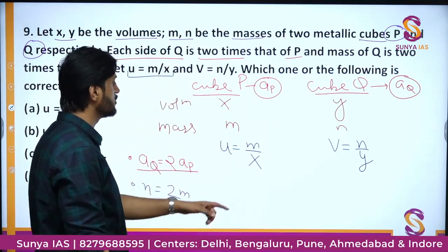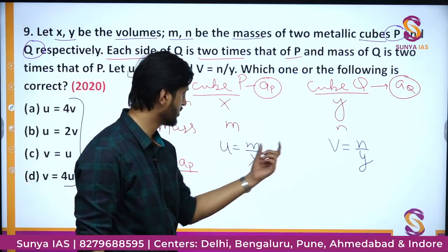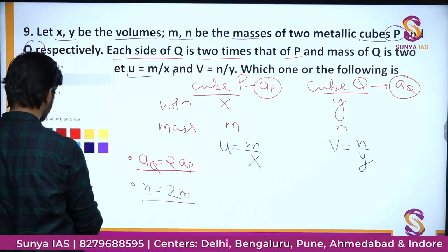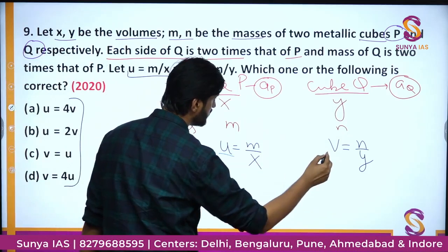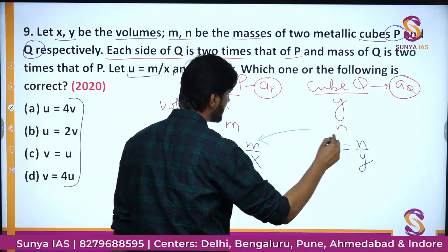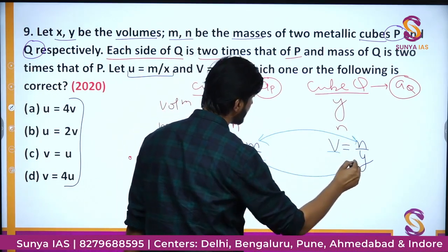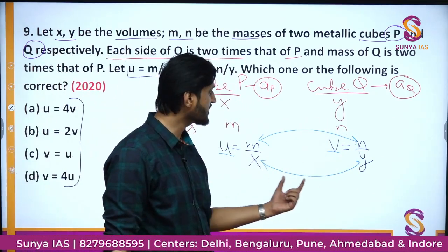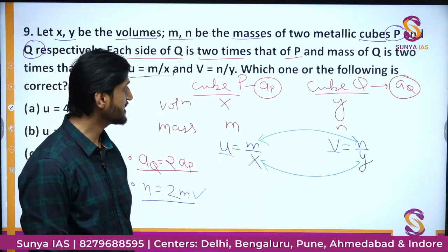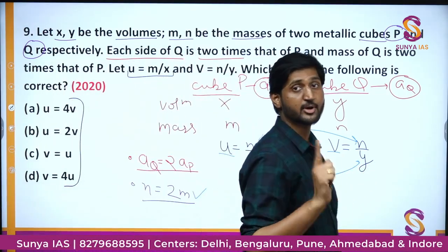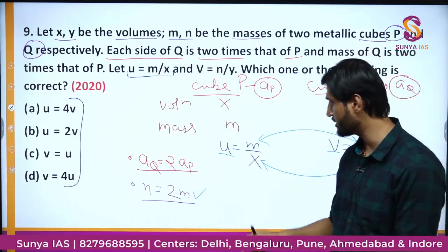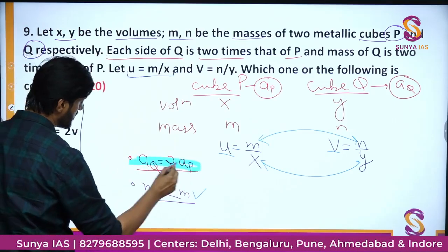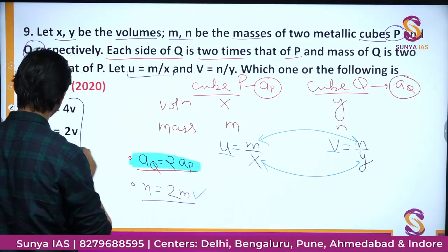But here we already know that N is equal to 2 times M. So in order to find the relationship between U and V, we need to have the relation between M and N and X and Y. We have the relation between M and N, but we do not have the relation between X and Y. But is there any way in which we can find that particular relation? Yes guys, there is, and here you can see the relation this way. So this is the relation which is going to help us.